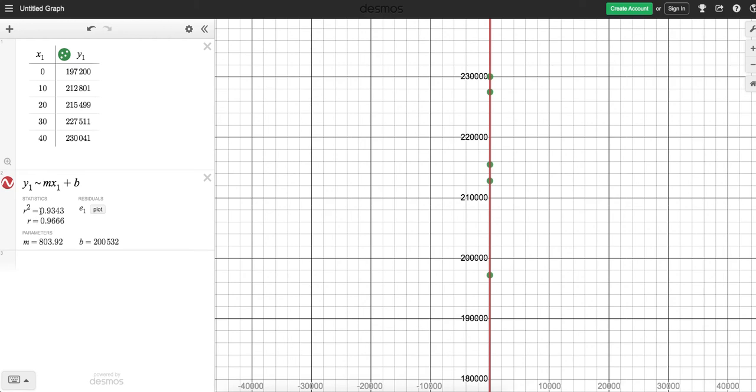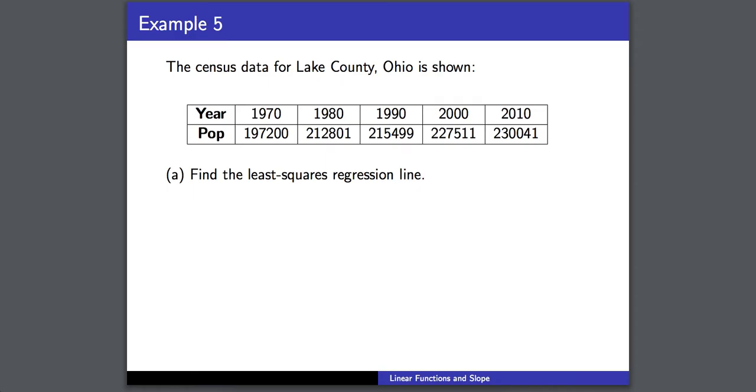This value of R squared is called the coefficient of determination. You won't need that for this course, but if you take a course in statistics, you'll study it with regression and all that. But here, the value of the slope is 803.92, so about 804, so it explains the very steep line. And our y-intercept is 200,532. So our least squares regression line is y equals 803.92x plus 200,532, where x represents the number of years since 1970 and y represents the population of Lake County, Ohio.